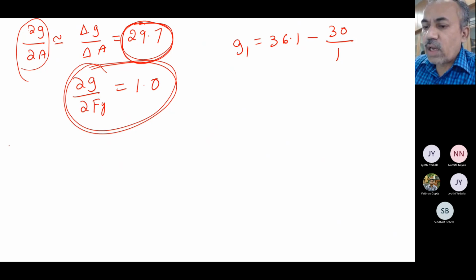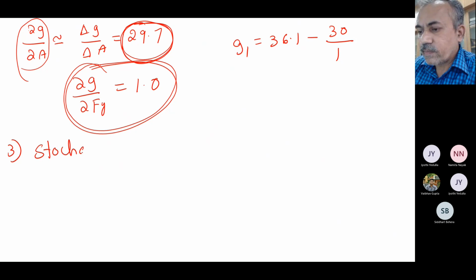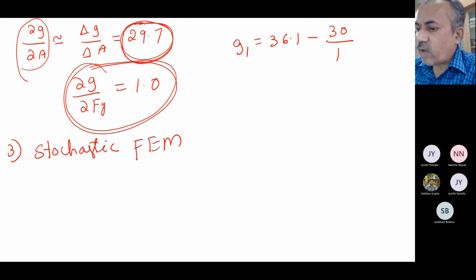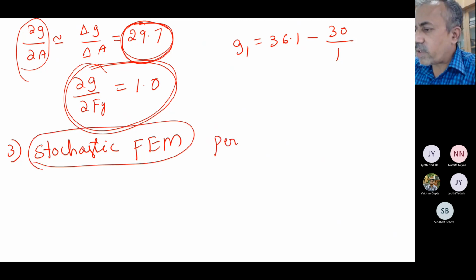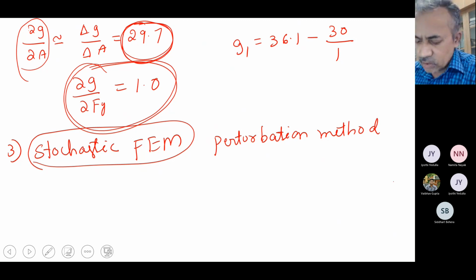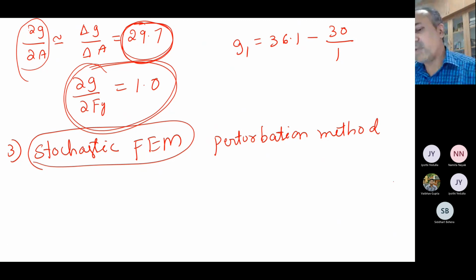Okay, fine. So now the third one is the stochastic finite element. This also is very easy and straightforward. This stochastic FEM comes from the perturbation method, so the original name is perturbation only. So there are many perturbation methods, and based on that we will build up the stochastic FEM.